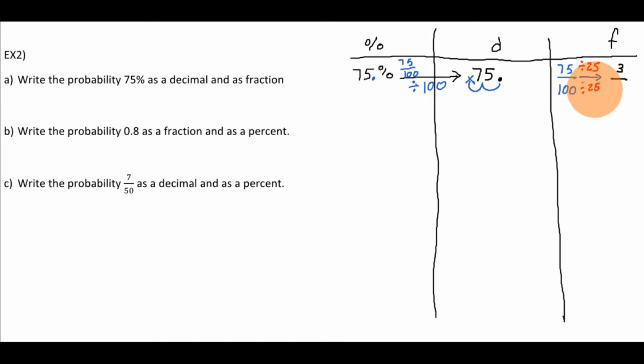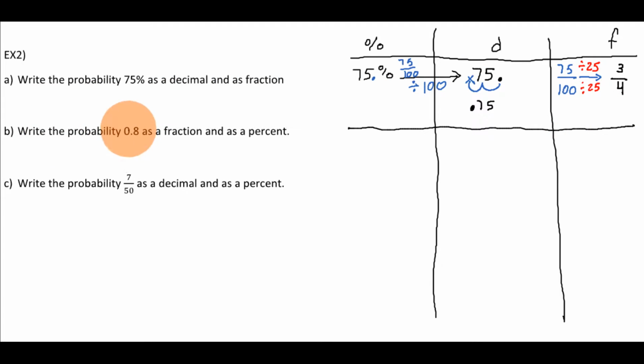And 100 divided by 25 gives you a value of 4. So now we have our percent as 75. Our decimal, let me actually rewrite this decimal below. It should be 0.75. And our fraction is 3 over 4 here. All right, let's move on to the next problem.